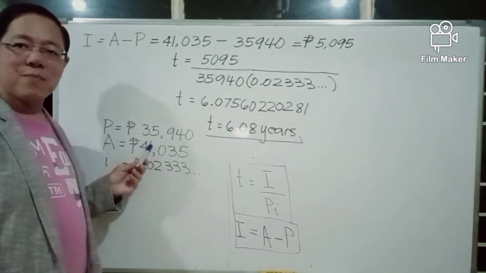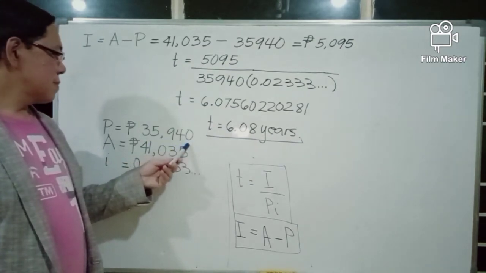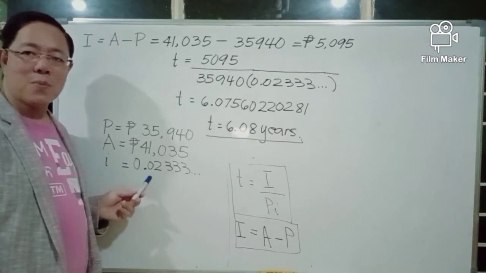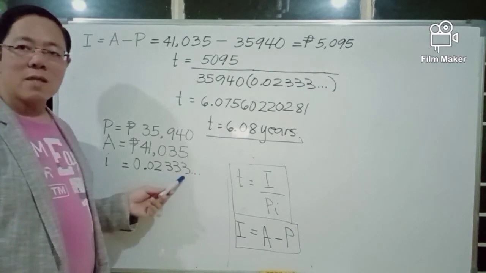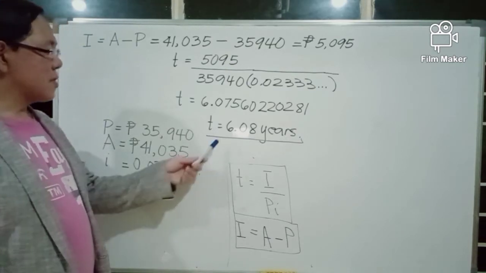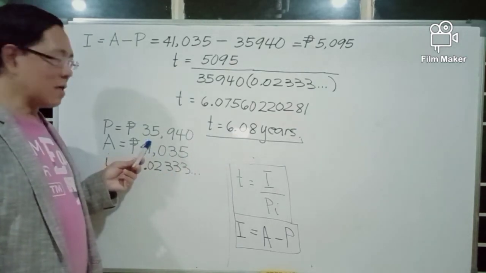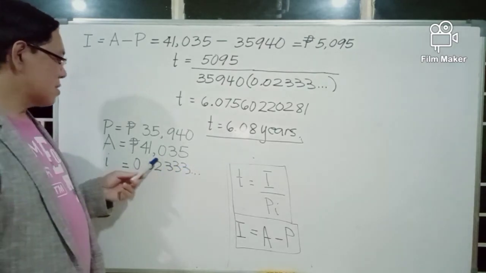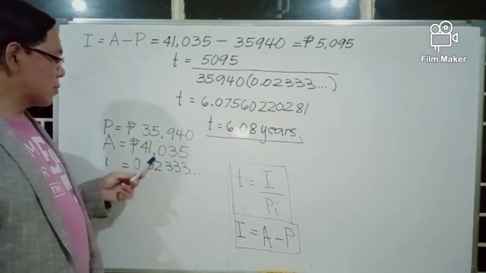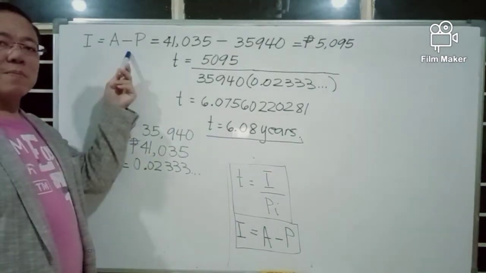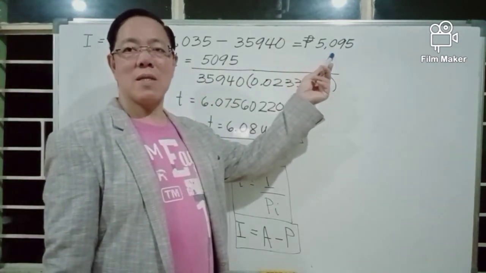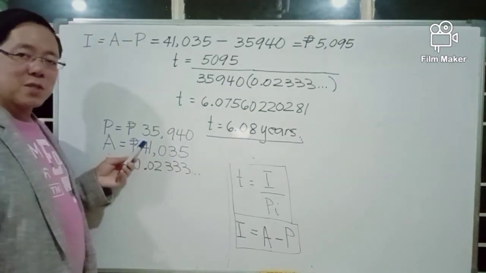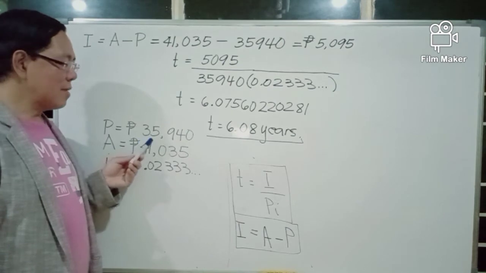Thus, the original amount invested of 35,940 pesos was invested for 6.08 years at the simple interest rate of 2 1/3% or 0.02333 without end in decimal number. And after 6.08 years, the original amount invested of 35,940 pesos accumulated to 41,035 pesos, which means that the amount of interest earned, equal to the difference between the accumulated value and the principal P, is 5,095 pesos. That is the amount of interest earned at the end of 6.08 years by the original amount invested or principal of 35,940 pesos.